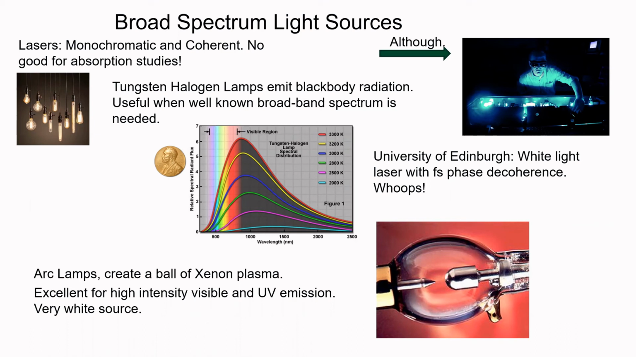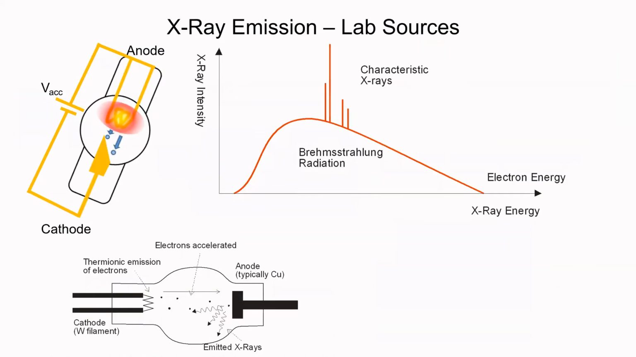But again, for lab equipment, typically what we're using is either tungsten halogen lamps or xenon arc lamps as the most likely source. You can also get mercury-based lamps as well, although they're a little bit scary because if you have mercury vapor and your light bulb breaks, then you have a slight health and safety problem. Okay, so that's all about optical sources.